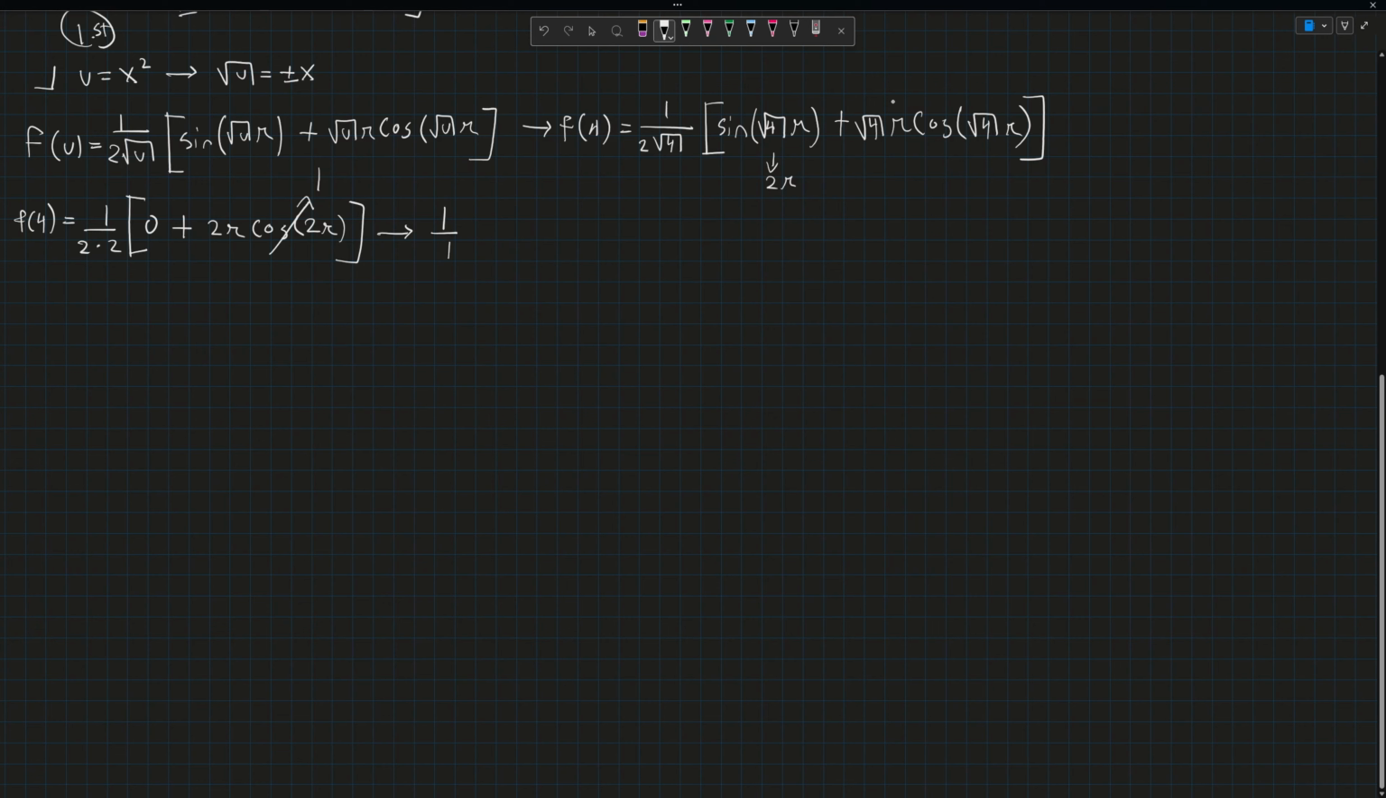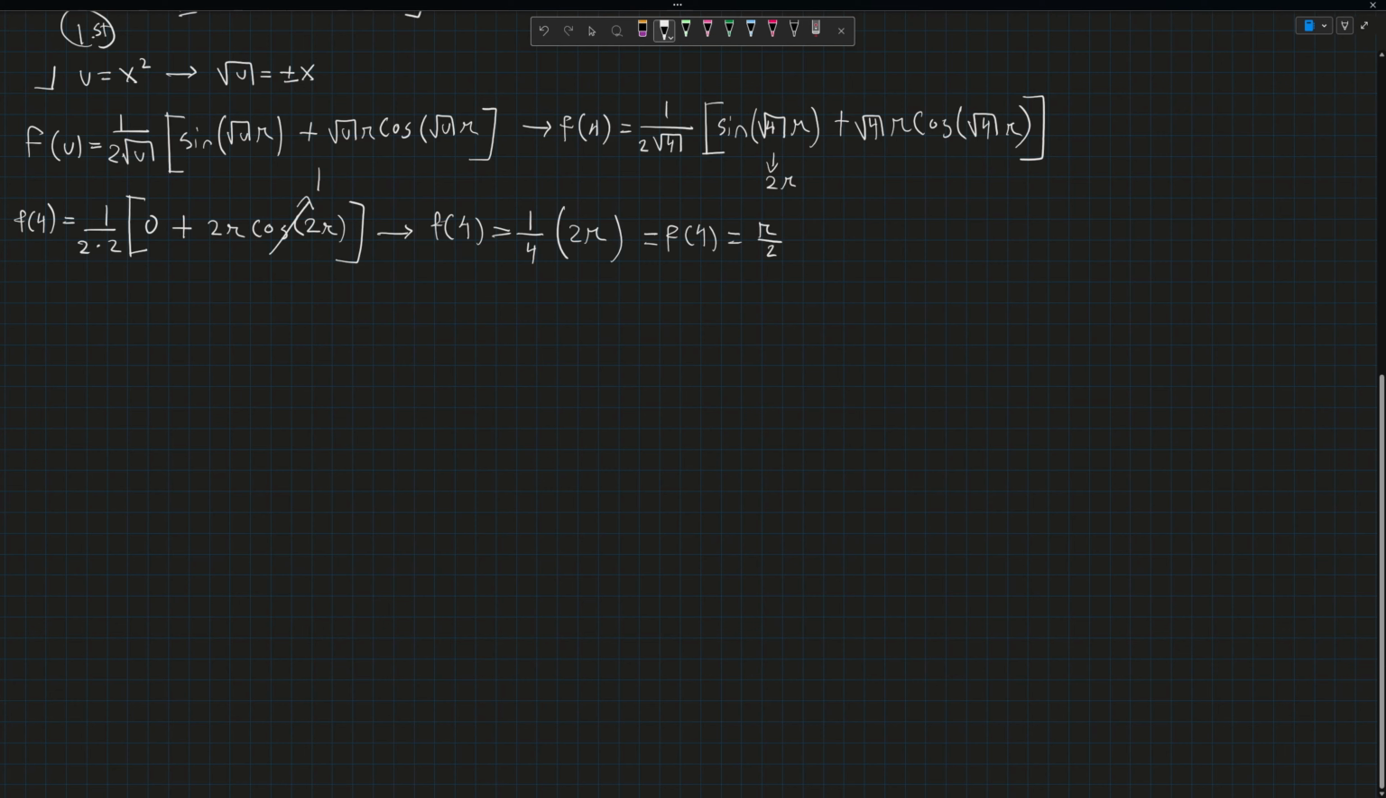And now we have 1 over 4. Let me write it here more neatly: f of 4 is equal to 1 over 4 times 2 pi, and therefore f of 4 is just equal to pi over 2.